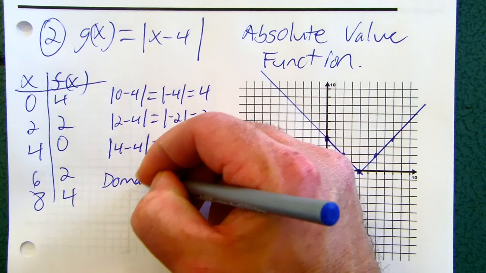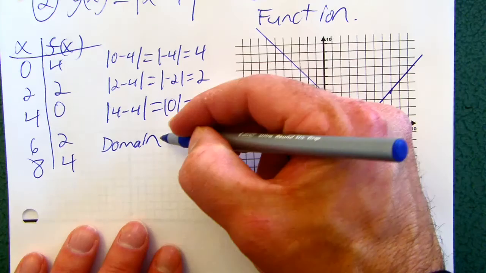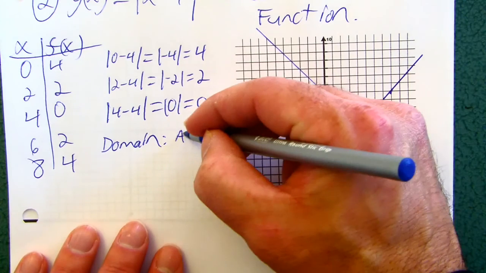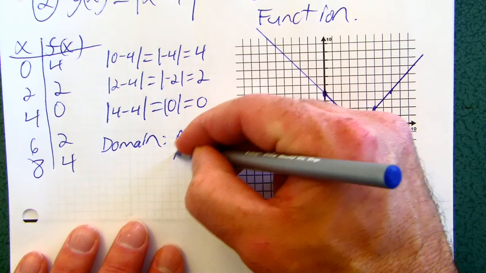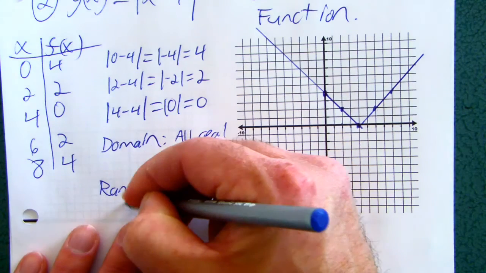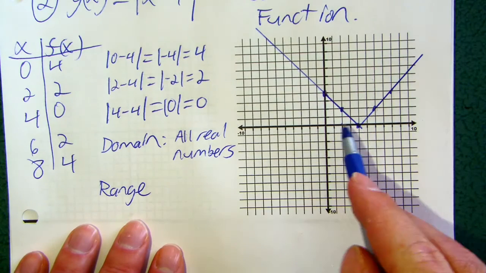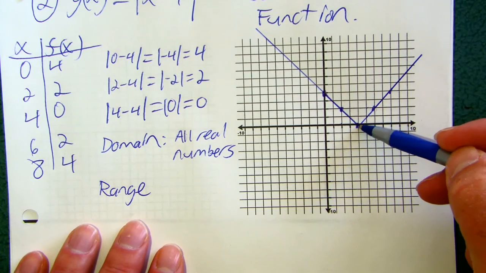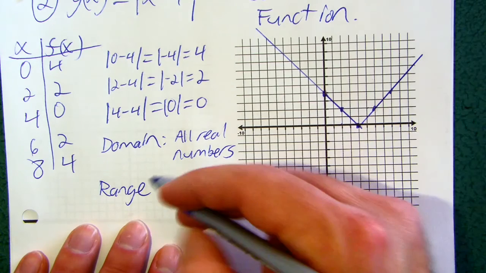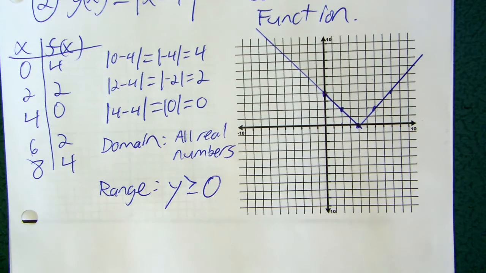All right, so again, when you talk about domain, you want to think, what are the x values I can put in here? You can put any x value you want in, all real numbers. But when it comes to the range then, the smallest y value I have here is 0, and then my graph just keeps going up in both directions. So my range is y is going to be greater than or equal to 0.